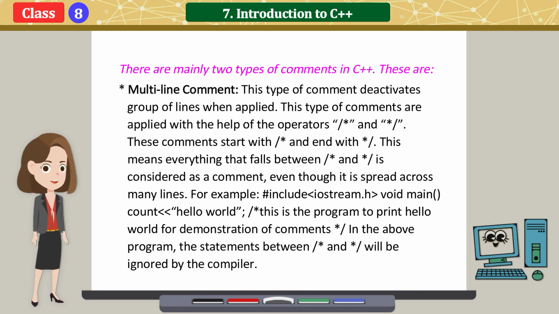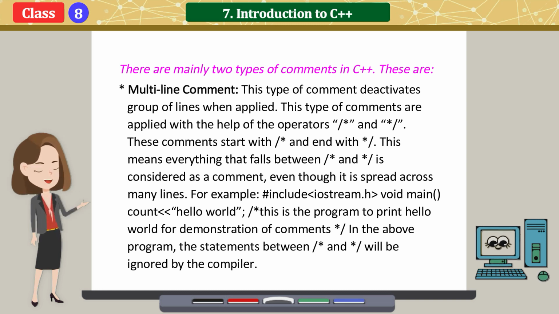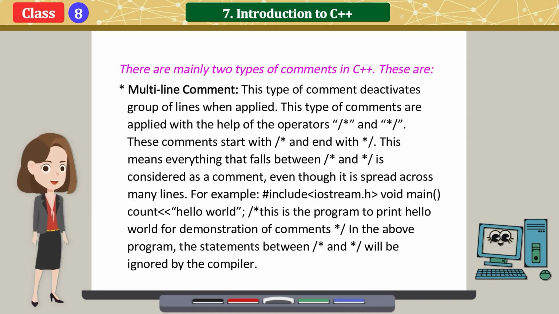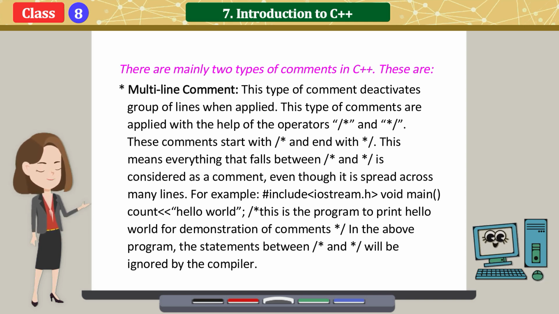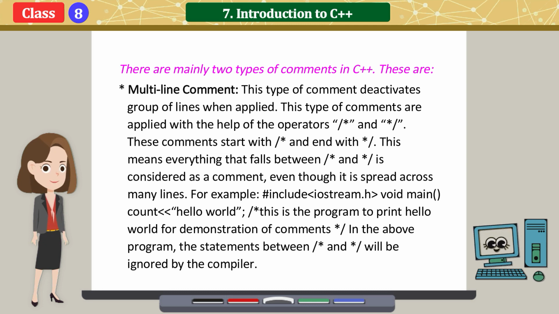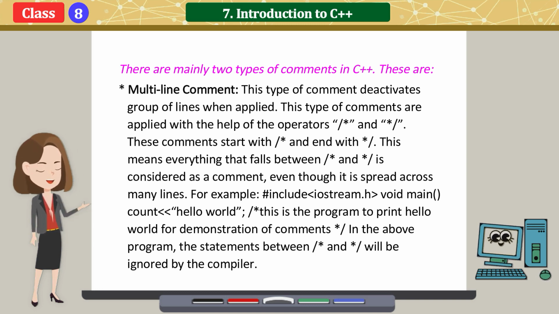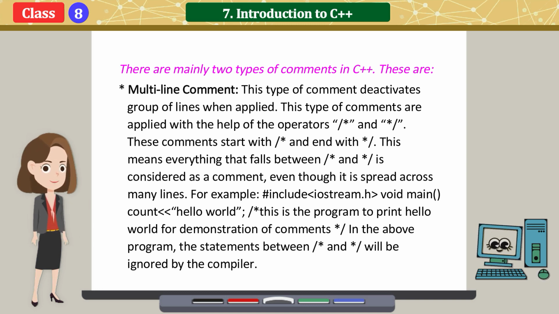Multi-line comment. This type of comment deactivates a group of lines when applied. This type of comments are applied with the help of the operators /* and */. These comments start with /* and end with */. This means everything that falls between /* and */ is considered as a comment, even though it is spread across many lines. For example: #include, void main, /* count */, hello world. This is the program to print hello world for demonstration of comments. In the above program, the statements between /* and */ will be ignored by the compiler.